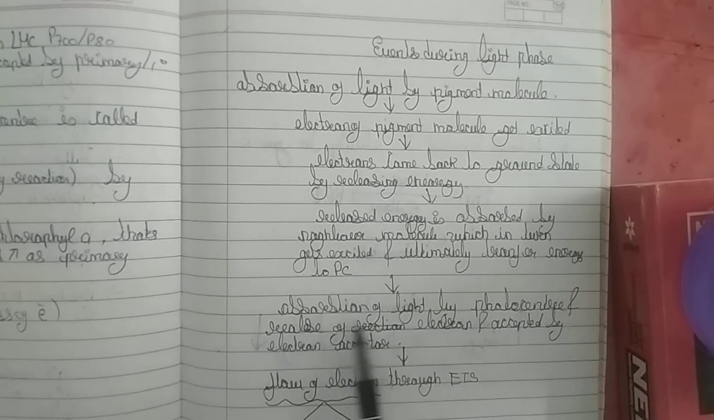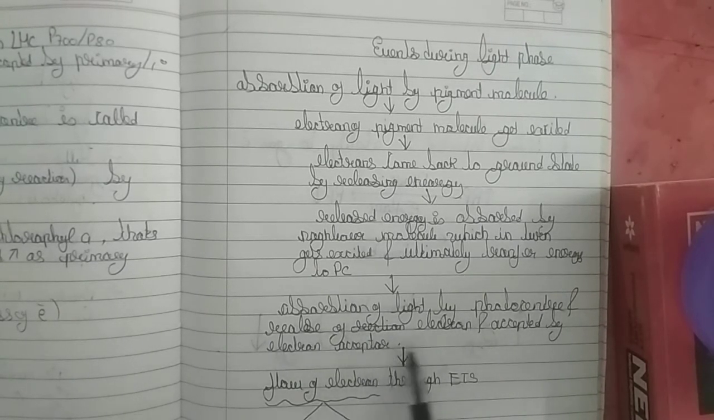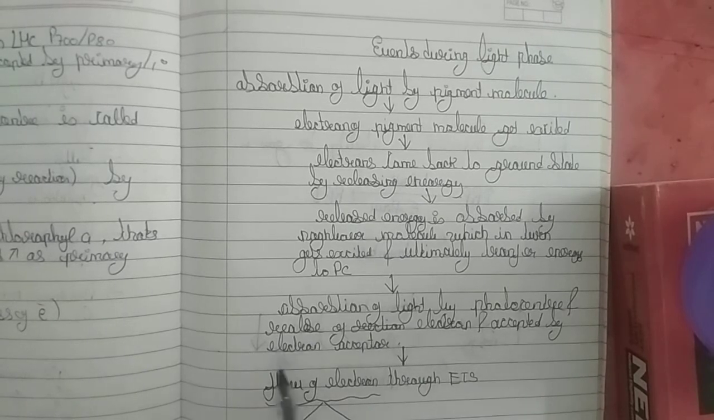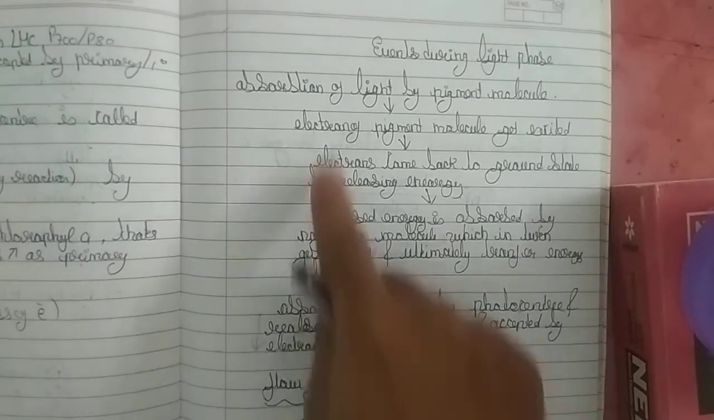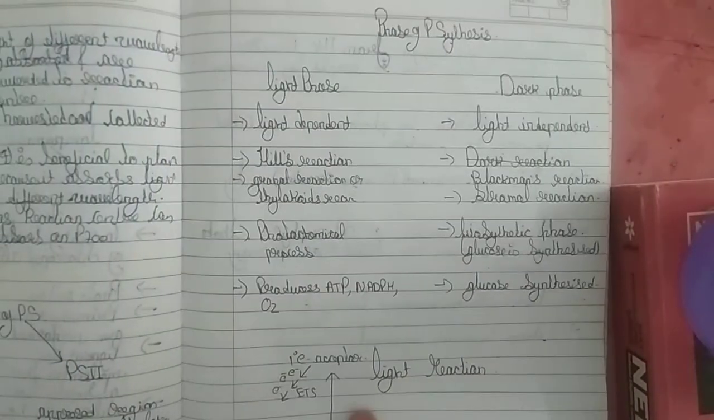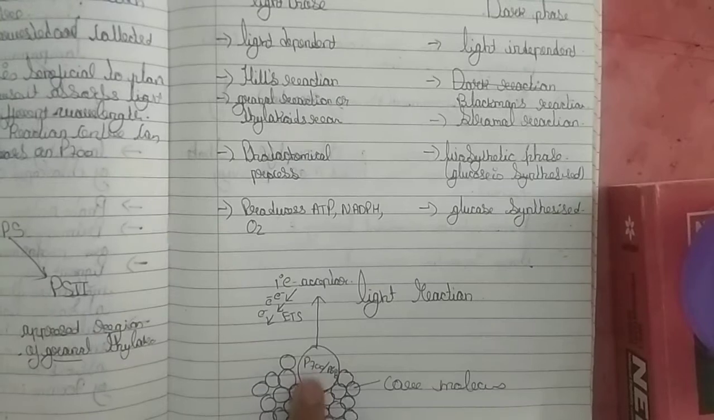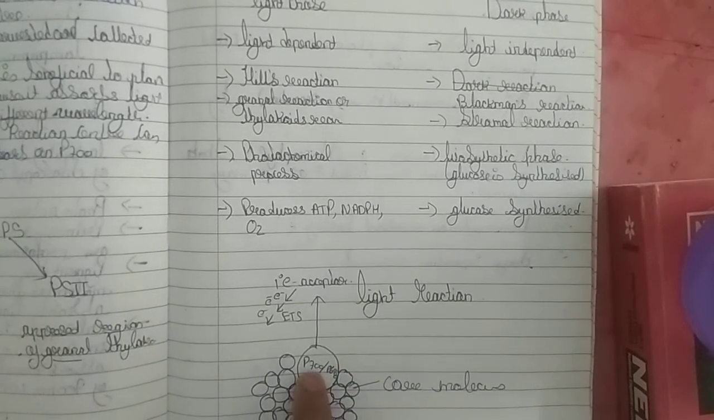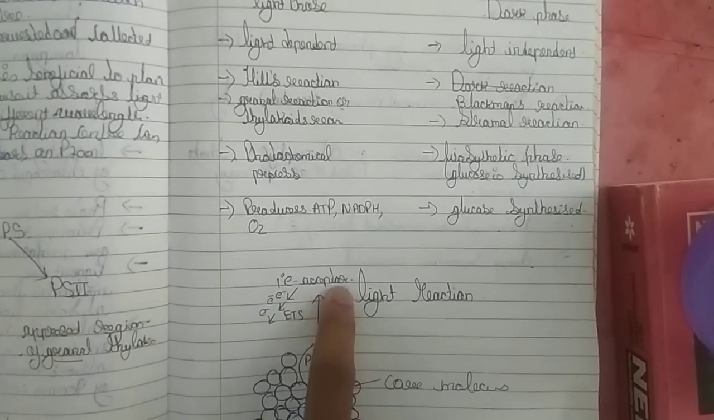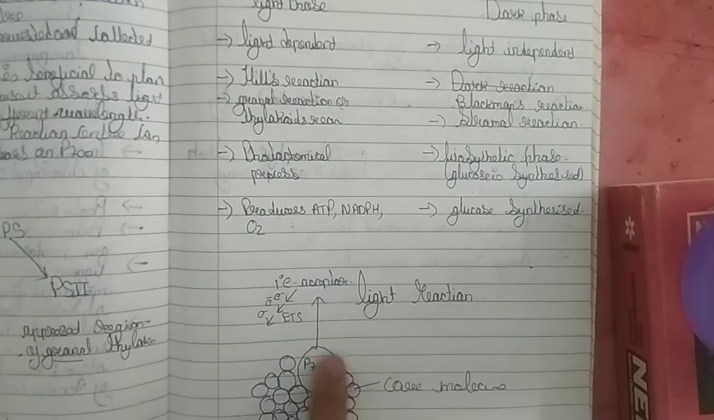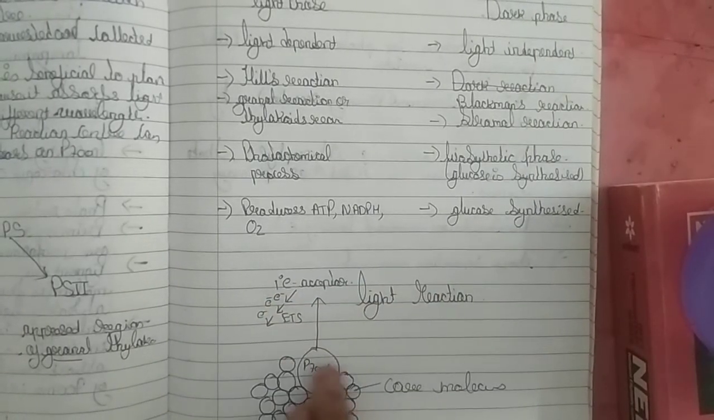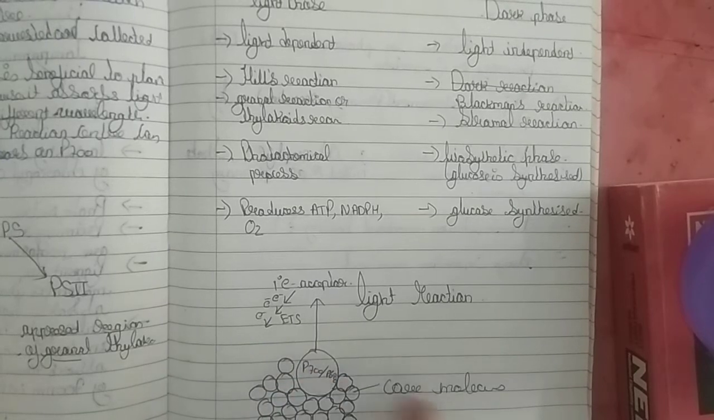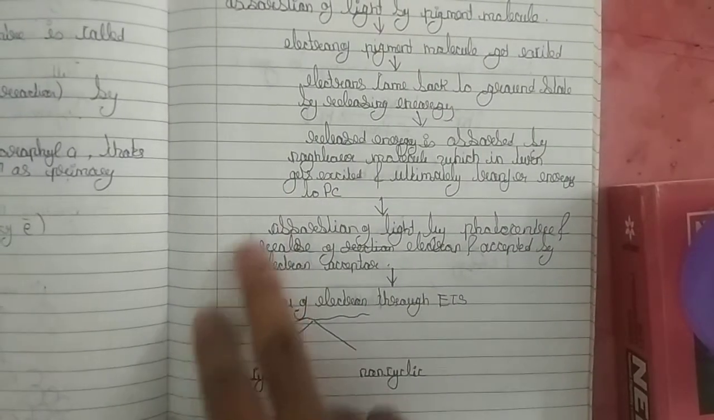Absorption of light by the photocenter releases electrons, which are accepted by the electron acceptor. These electrons, as I have told you, are transferred to the electron transport system. First of all, the electrons released by this reaction center are accepted by the primary acceptor. This chlorophyll is also called the primary pigment, because the primary reactions take place here and the first electrons are transferred to the primary acceptor. So remember that this chlorophyll is also called the primary pigment. So these are the events.